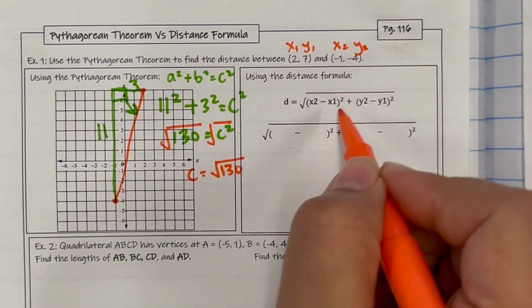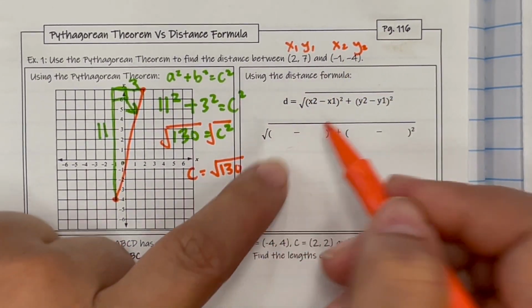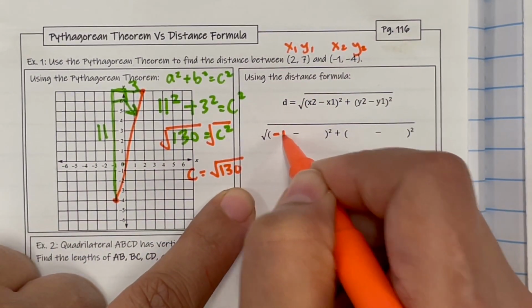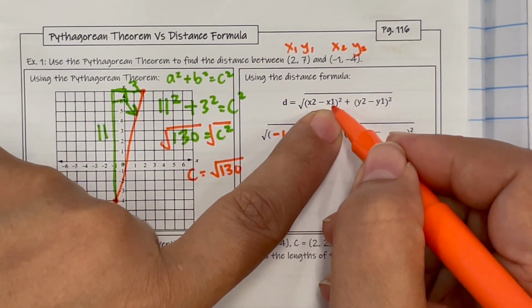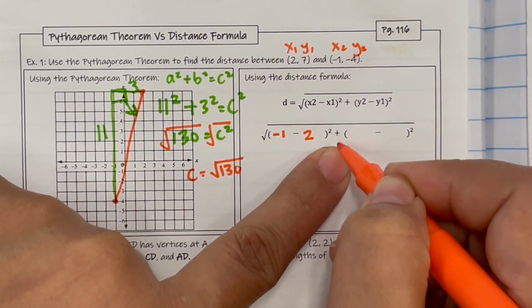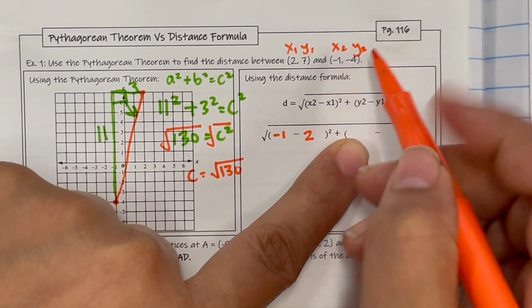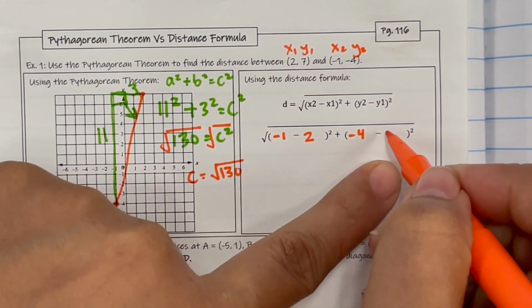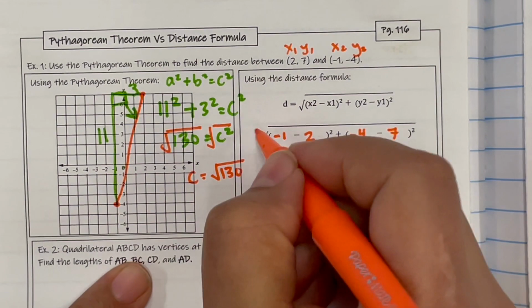All right, now all you gotta do is plug them right into the distance formula like you see it. So I should have x2 first, which is what? -1, minus x1, which is what? 2. Okay, squared, plus y2, so the second y value, -4, minus y1, which is 7. And you put this whole thing in the calculator.